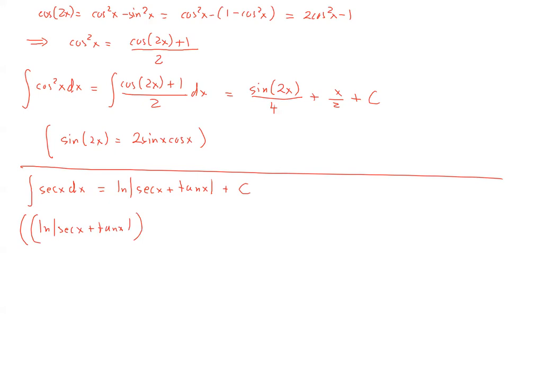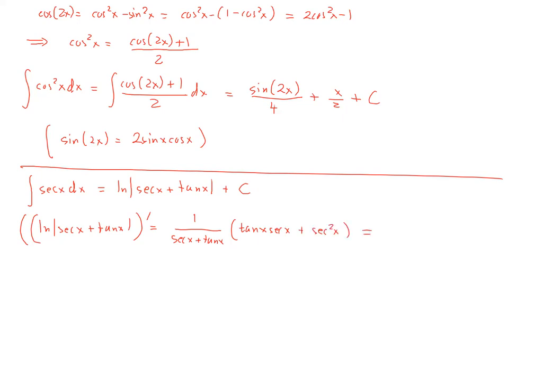So take the derivative of this. In general, when you have ln of absolute value of x, the derivative is 1 over x. So this will be 1 over secant x plus tangent x by chain rule. And then you need to multiply by the derivative of secant x plus tangent x. The derivative of secant x is tangent x times secant x. And the derivative of tangent x is secant square of x.